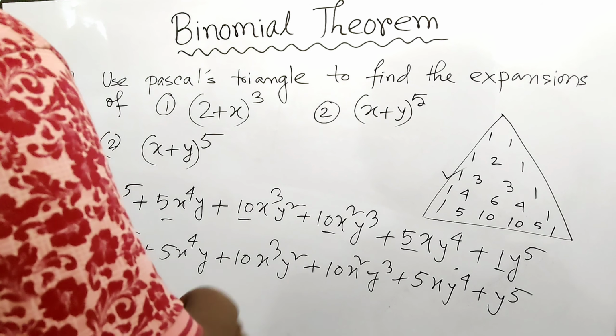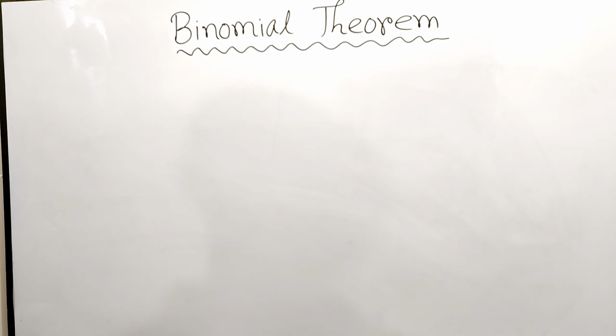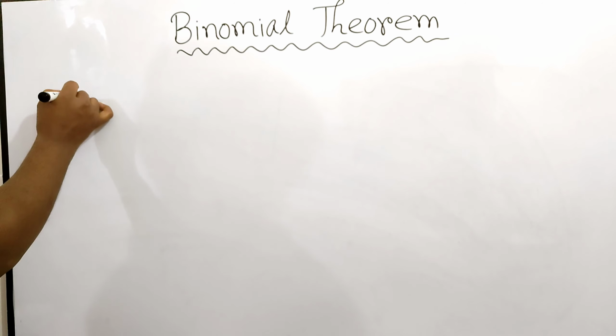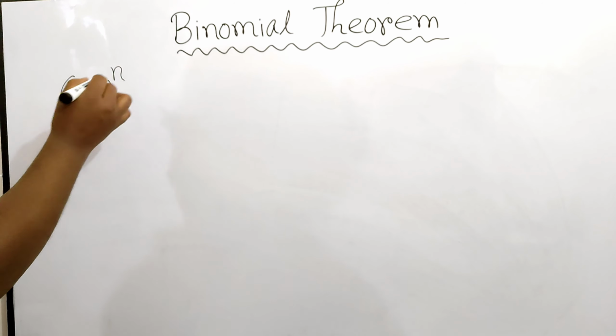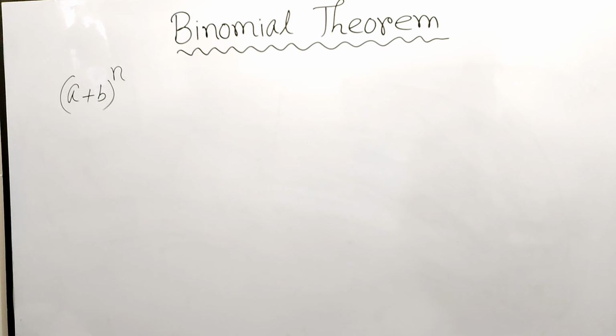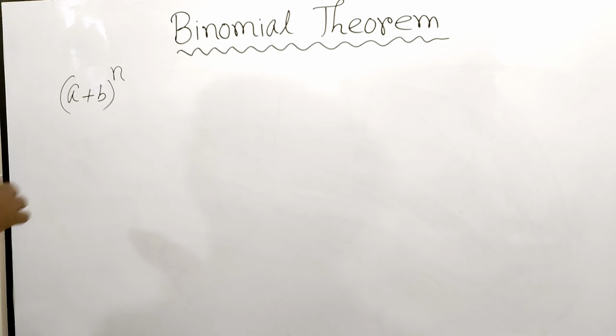Now I'll show the binomial theorem. Now I'm giving you the formula for the binomial theorem. Let's say (a plus b) to the power n. Here the power is n and n should be positive. You must need to know the binomial theorem. Now, what is the expansion of the binomial theorem?